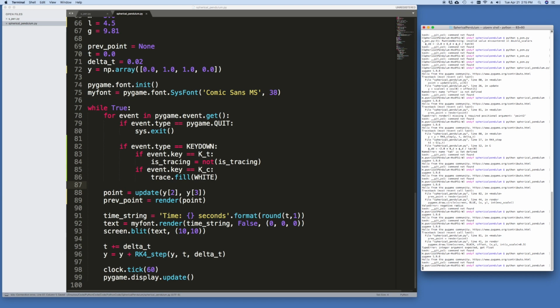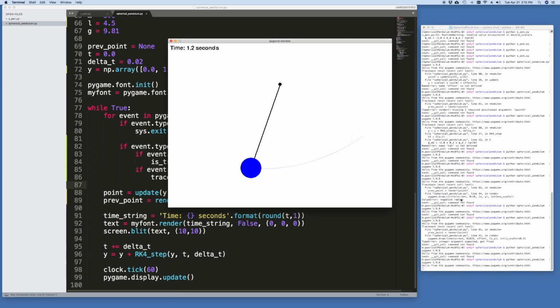Let's try to run it one more time. Okay, so if I hit the T key, T toggles that trace layer on and off. Perfect. And if I hit the C key, it clears the trace layer. Cool.